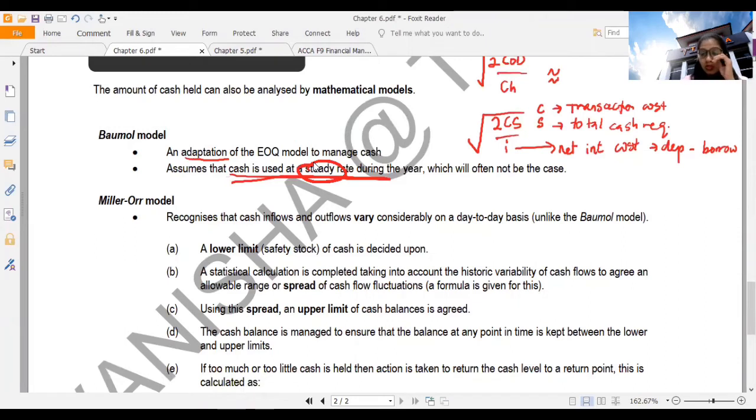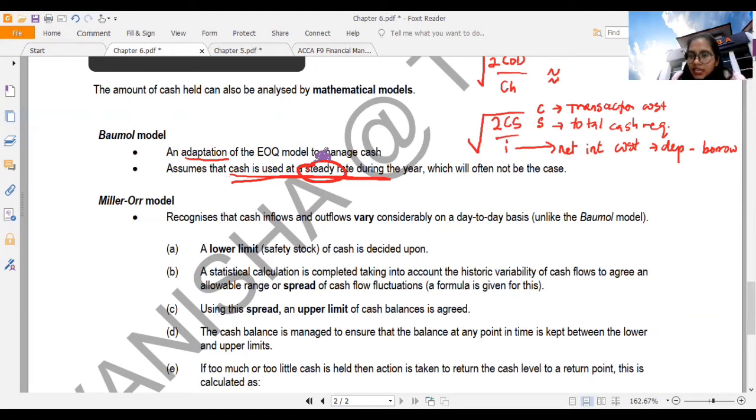And similar to the EOQ model, the Baumol model does not account for any buffer cash, right? There is no allowance for buffer cash, which again, when you are running an organization on a day-to-day basis, you need to have a certain amount of cash flow for contingency purposes. In fact, just now when I was teaching you the reasons for holding cash, one of the reasons is contingency purposes, right? So the limitations of the Baumol model actually relate to all the assumptions that you make on this model.